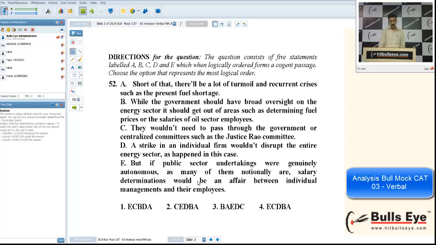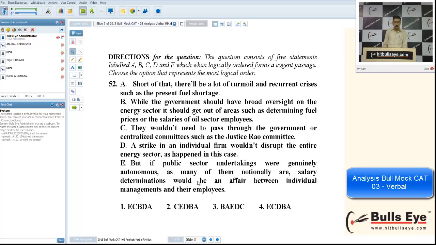Deliberately in these two questions, 51 and 52, we went against the conventional notion or perception about the opener. Generally, we think that an opener should never start with but, however, etc. But it can, depending upon the story part. So if I look at all the sentences, A says short of that. I think there should be something before short of that. While the government should have. While means it's a continuation of something. So before B, there should be something.